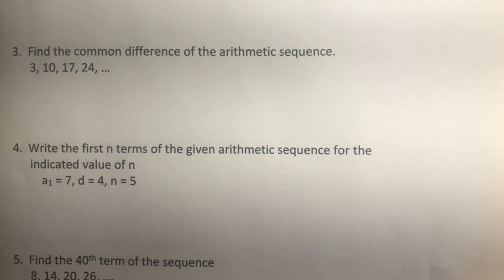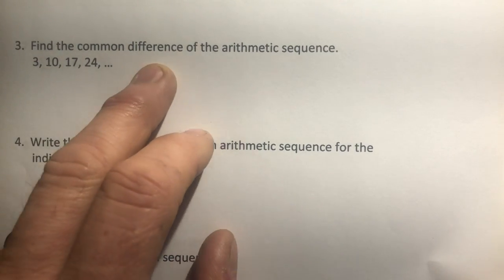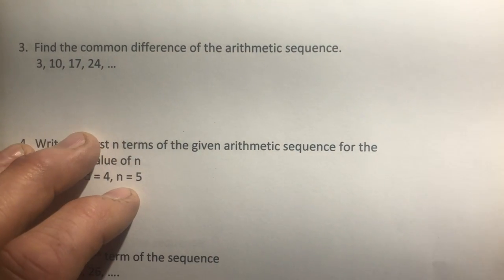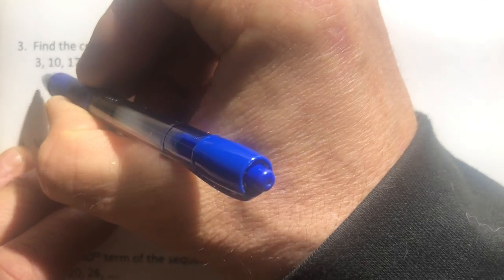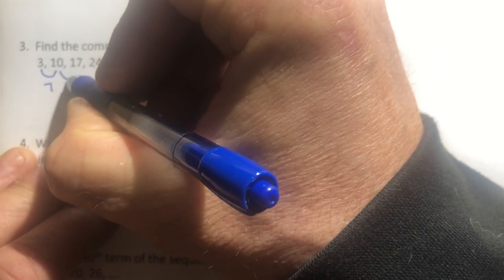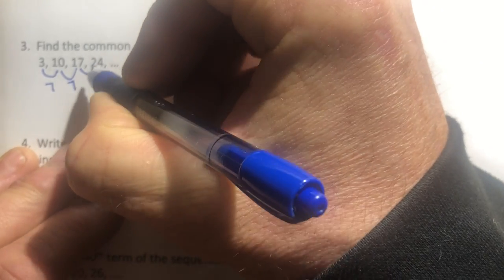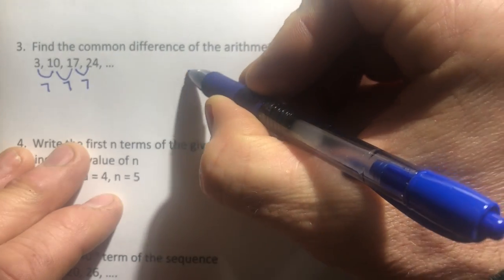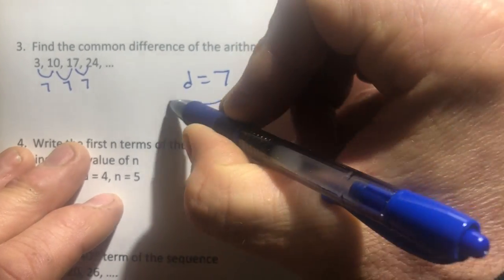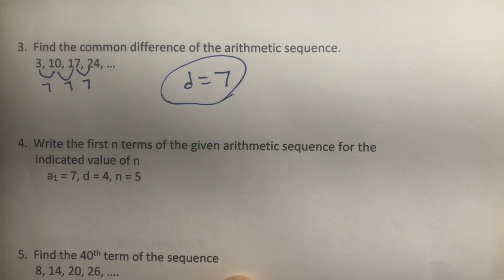Okay. Now, number 3, find the common difference. All right, so basically, how much does this go up each time? It looks like it goes up 7. 10 plus 7, 17 plus 7. So the common difference, D, is 7. That's the common difference, 7.